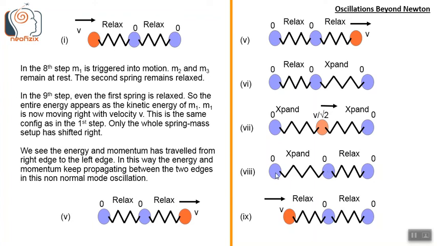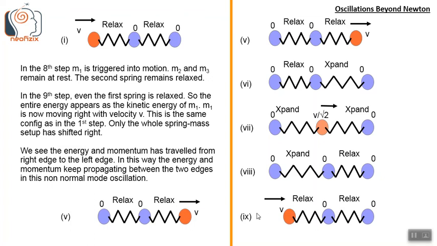The first spring has expanded to length L plus C, and the second spring compresses back to length L. So this is the 8th step. In the 8th step, M2 comes to rest, M3 was already at rest. So M2 and M3 are at rest in step 8, and M2 triggers mass 1 into motion. The first mass starts moving right in step 8.